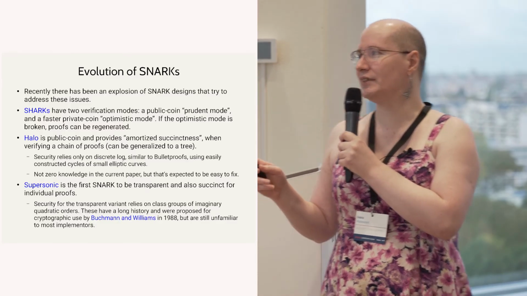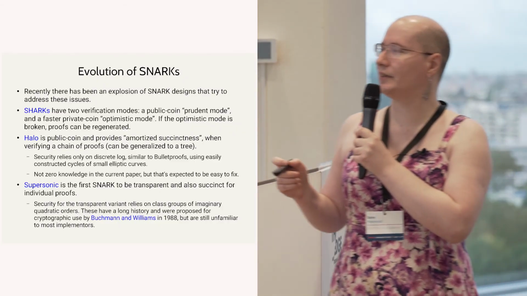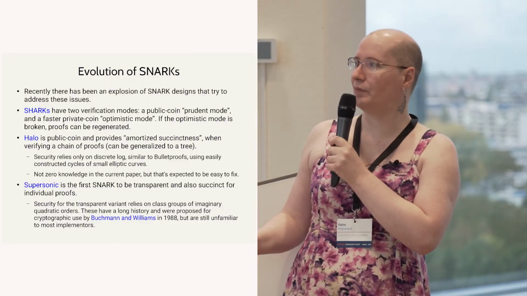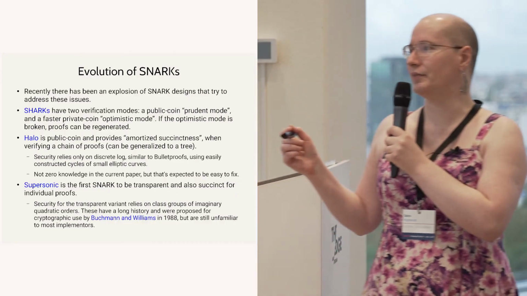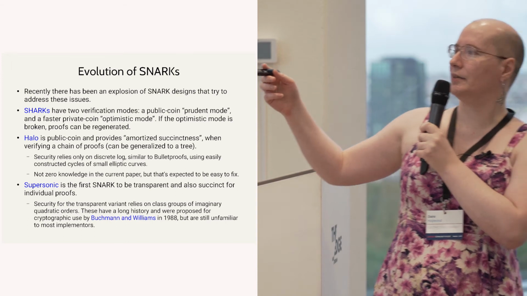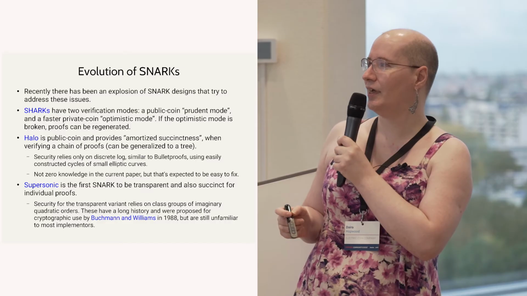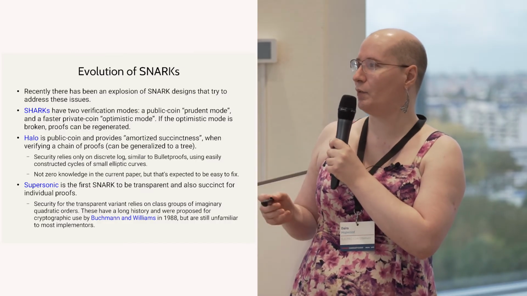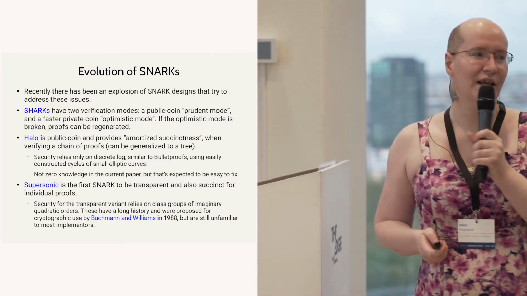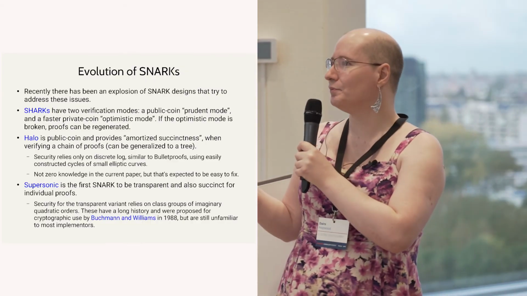And Supersonic, so very recently, it's the first Snark to be transparent, and it's also fully succinct, so both in terms of proof size and in terms of verification, asymptotic verification. So this uses this kind of cryptography based on class groups of imaginary quadratic orders, which were proposed quite a while ago, but are fairly unfamiliar to implementers, and there's going to be a lot of engineering work, I think, to improve their performance.